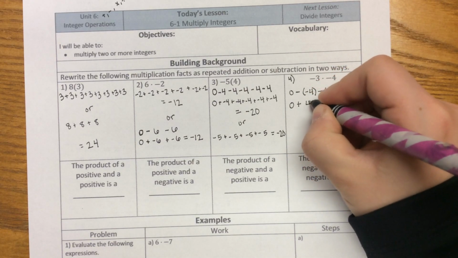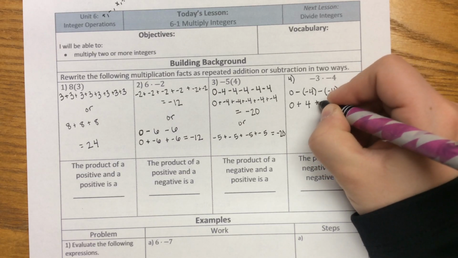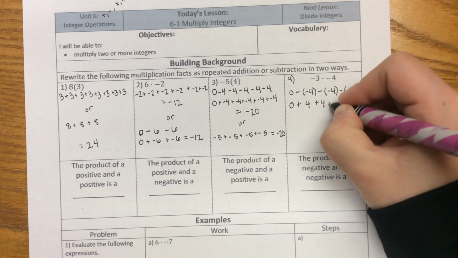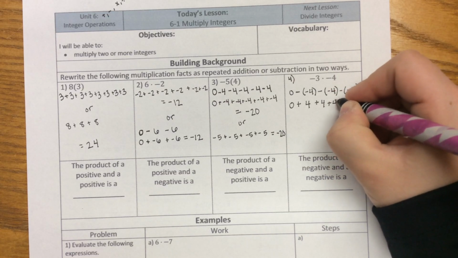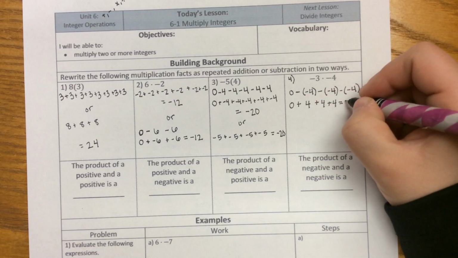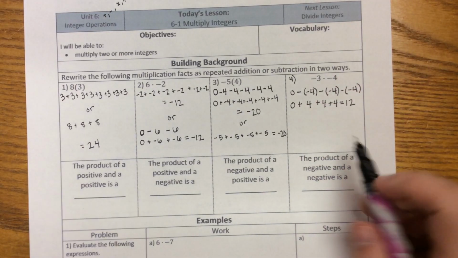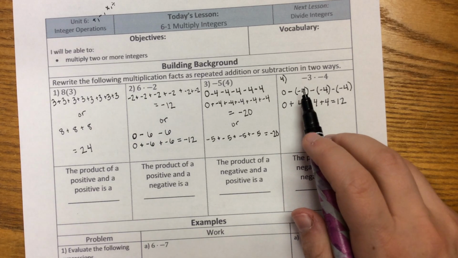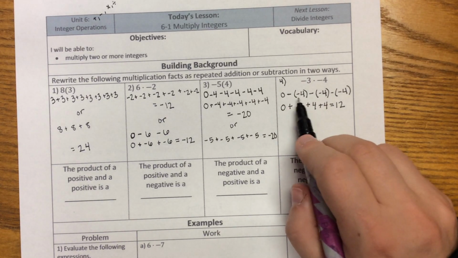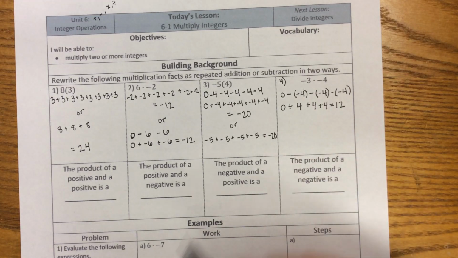The opposite of negative 4 is positive 4. Change subtracting to adding, the opposite of negative 4 is positive 4. Subtracting to adding, the opposite of negative 4 is positive 4. So 0 plus 4 plus 4 plus 4 would be 12. And it's positive 12 because we changed the subtracting to adding the opposite. All right, because we're really taking away negatives because we have a negative amount of groups.